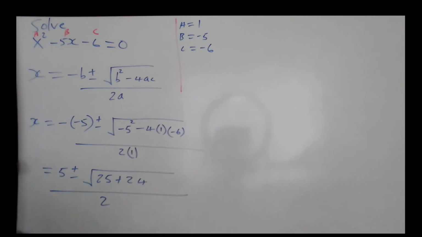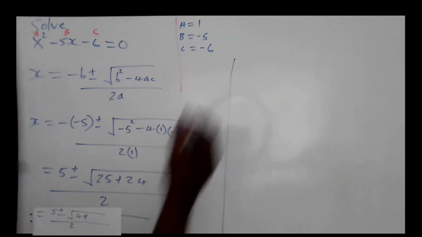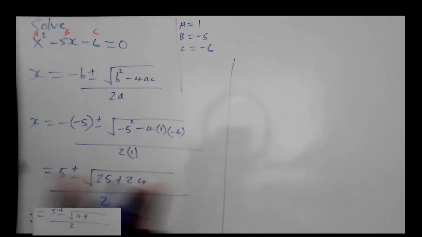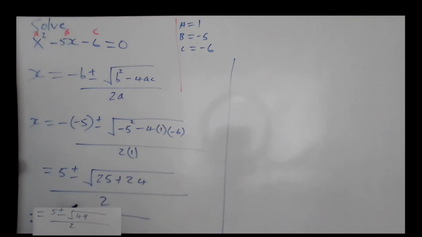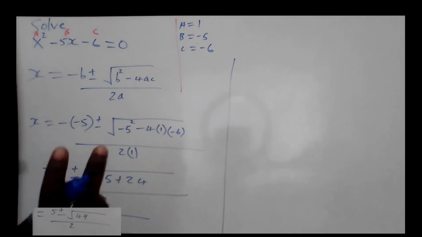See that? Now we are going to simplify. So we're going to write 5 plus minus, we're going to write by the square root. 25 plus 24 give us 49 all over 2. So continuation now. So we're going to get two answers for this problem because we have a positive and we have a negative. So we're going to get two answers.